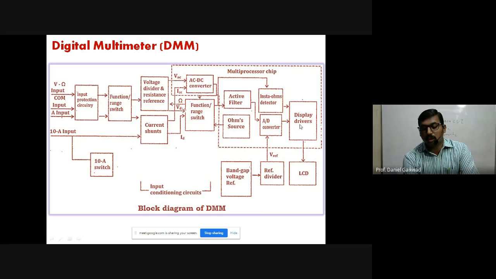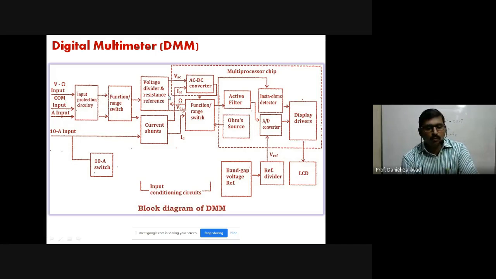Those drivers may be 7-segment display drivers, and the driver will be connected to the LCD screen, so that the number will be displayed on the LCD screen here. So this is the actual working of the digital multimeter, with a special function for each and every block here.